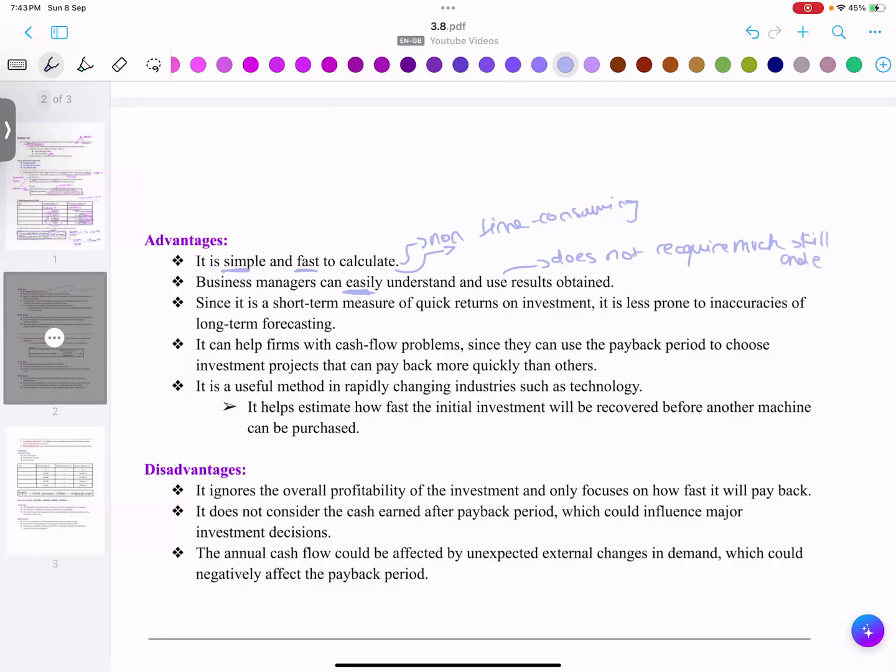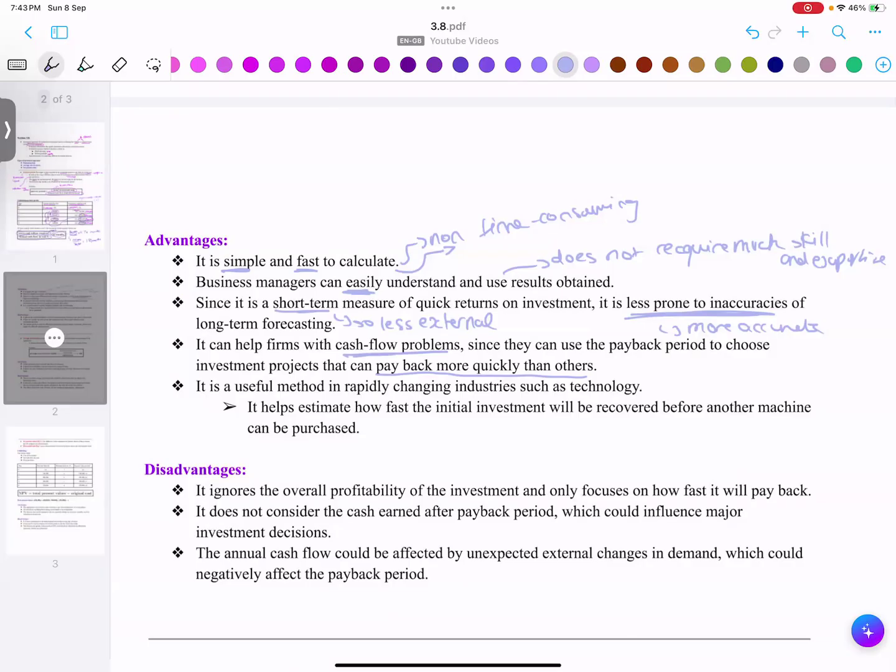And expertise. Since it's a short-term measure of quick returns on investment, it is less prone to the inaccuracies of long-term forecasting, because it's short-term, so there are fewer external factors, making it more accurate. It can help firms with cash flow problems since they can use payback period to choose investment projects that can pay back more quickly than each other. So it can also help with cash flow.